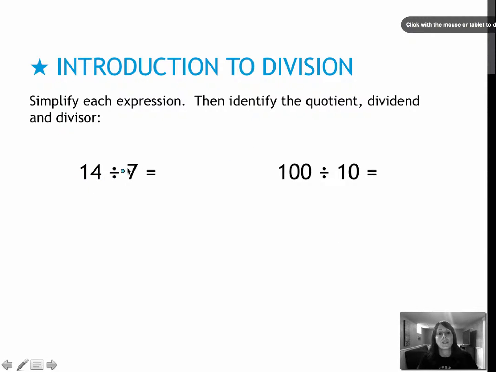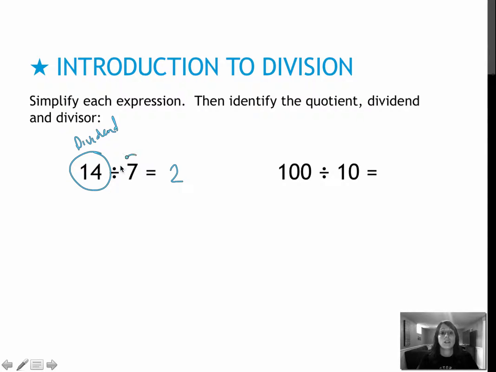For my first one, 14 divided by 7 is 2, since 7 times 2 is 14. The 14 is the dividend, the 7 is the divisor, and the 2 is the quotient. And for my second example, 100 divided by 10 essentially means 10 times what is 100, and that is 10. So this is my dividend, my divisor, and my quotient.